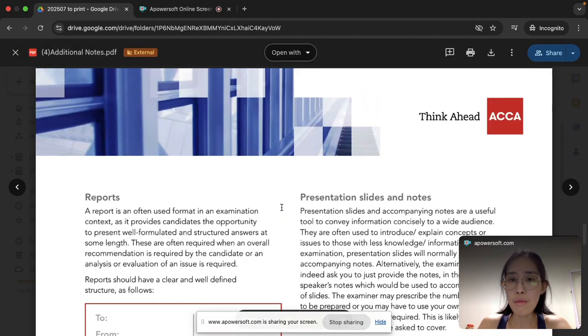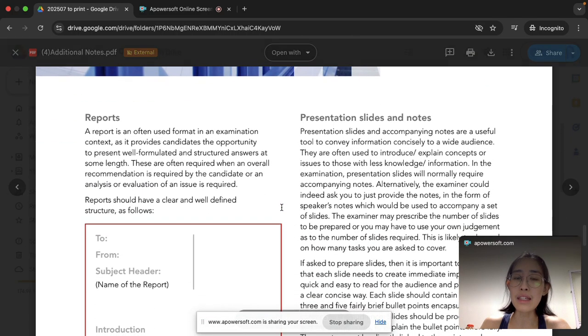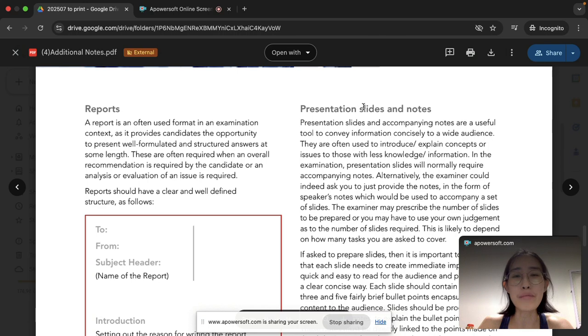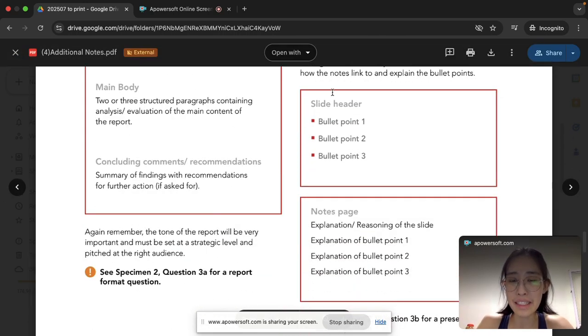Right. The third one, which is also quite common, but in ACCA SBL, we have a benefit where it is actually structured in a way that you are able to write it quite easily. Because previously when we used the paper-based exam, we had to write the presentation slides and notes by ourselves. So it should look something like this.